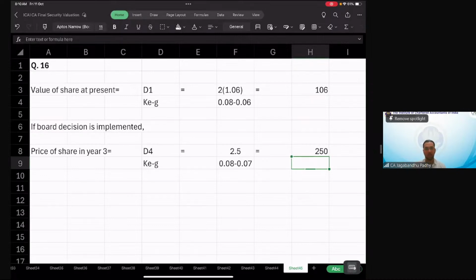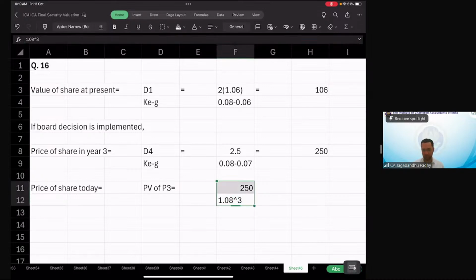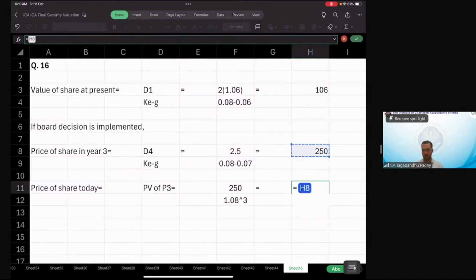Now, the market price of the share after 3 years is 250. What will be the market price of the share today? Because in the intermediate term, we're not going to have any dividend, the price of the share today will simply be the present value of P3. So the present value of P3 will be 250 divided by 1.08 raised to 3.